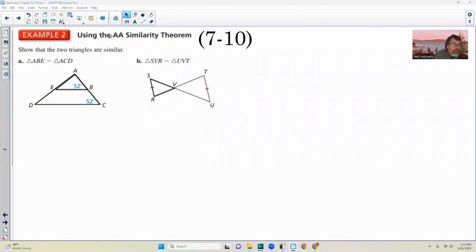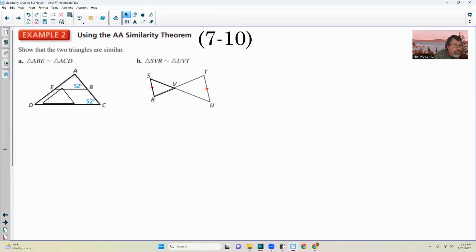Okay, example 2 says using the angle-angle similarity theorem, show that the two triangles are similar. Okay, so triangle ABE is similar to triangle ACD. That's what we want to show. They're not saying they are. It says to show that these two are similar. How are we going to show that?